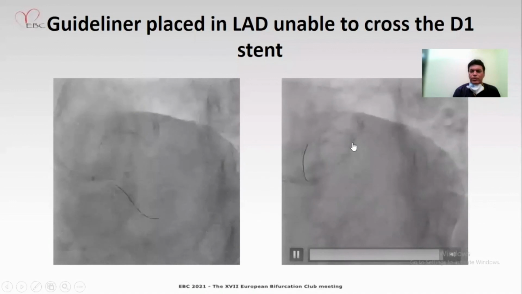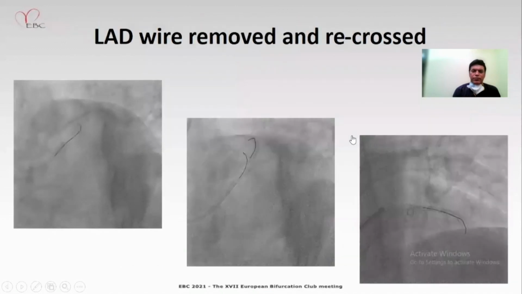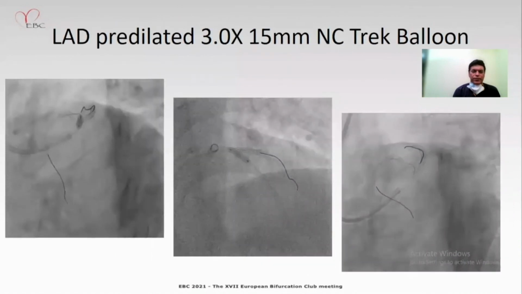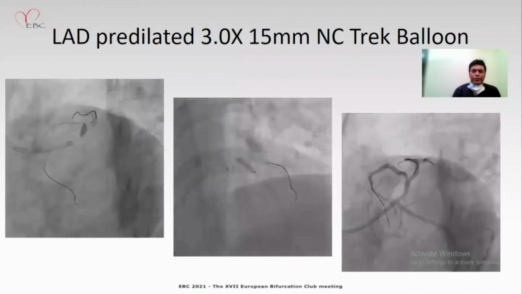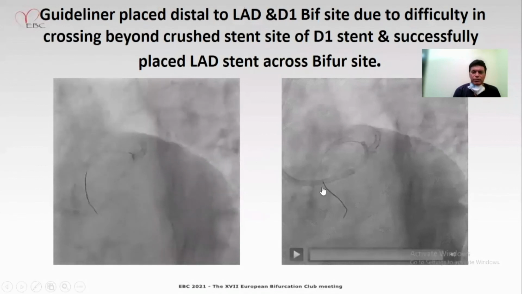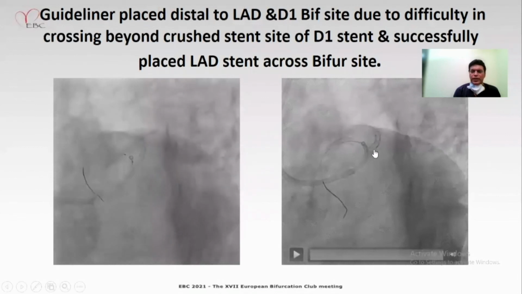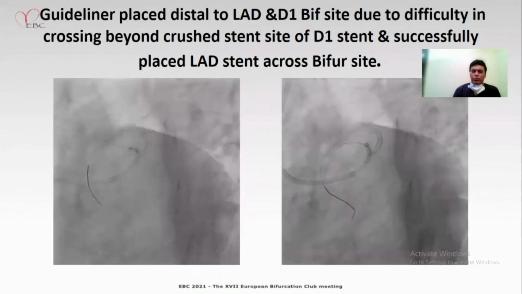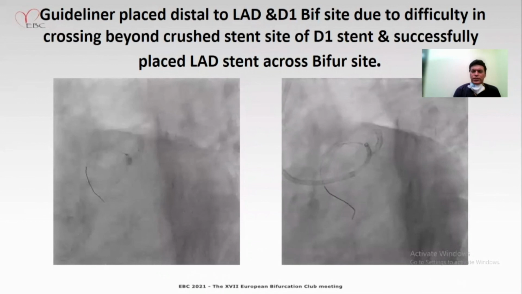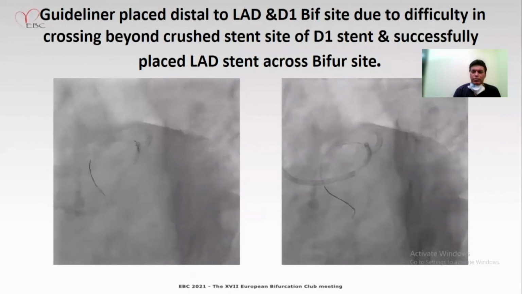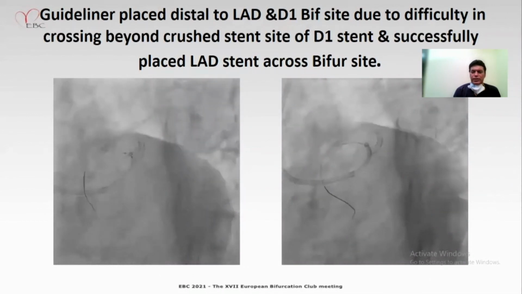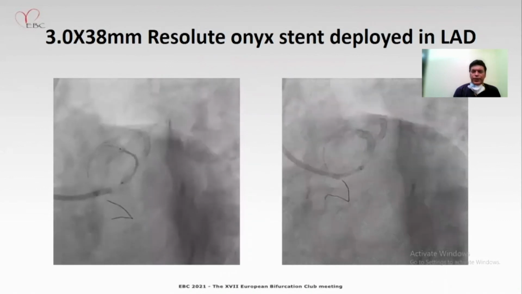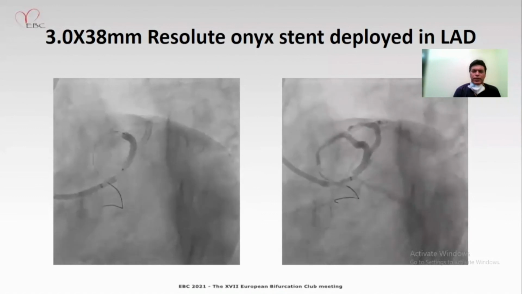So then we put the guide liner beyond the D1 and bifurcation stent, and you can see very clearly how we are placing. You can see very clearly after this is the dilatation, we see the guideline tip is beyond the LAD-D1 bifurcation. Despite multiple balloons, we were unable to cross. Finally, we could cross the lesion using the guide liner over the balloon tracking method. Then we put the stent, that is a 3 by 38 mm Resolute Onyx stent in LAD. You can see the stent is expanded very well.